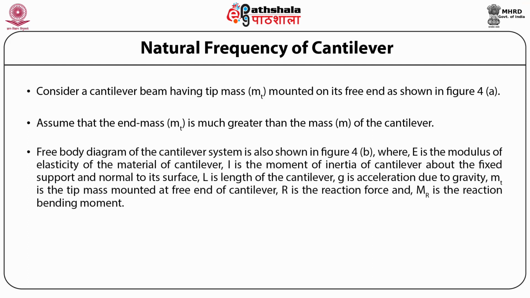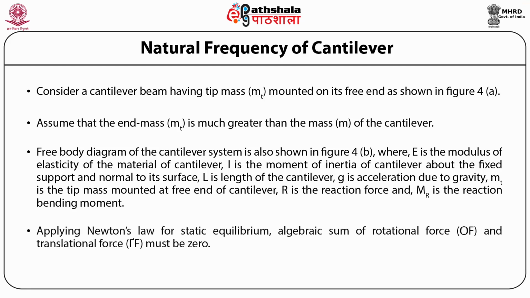A free body diagram of the cantilever system is also shown in the second figure in the previous slide, where E is the modulus of elasticity of the material of the cantilever, I is the moment of inertia of the cantilever about the fixed support and normal to its surface, L is the length of the cantilever, g is the acceleration due to gravity, mt is the tip mass mounted at the free end, R is the reaction force and Mr is the reaction bending moment.